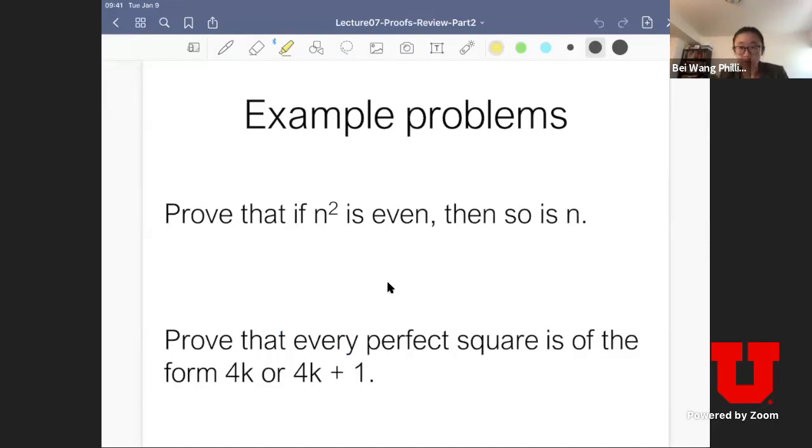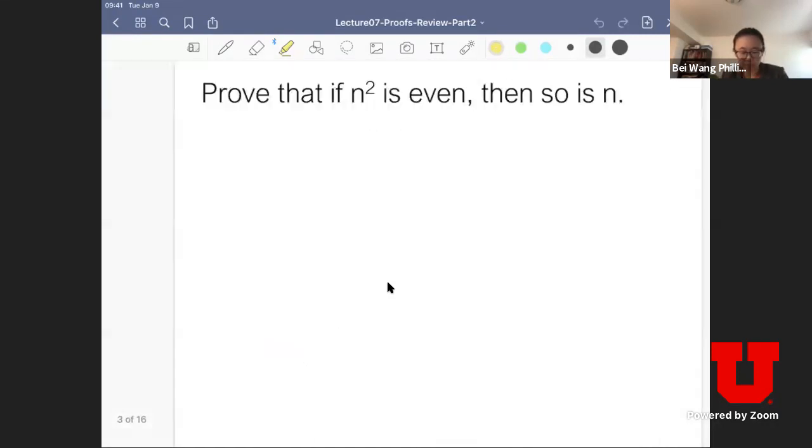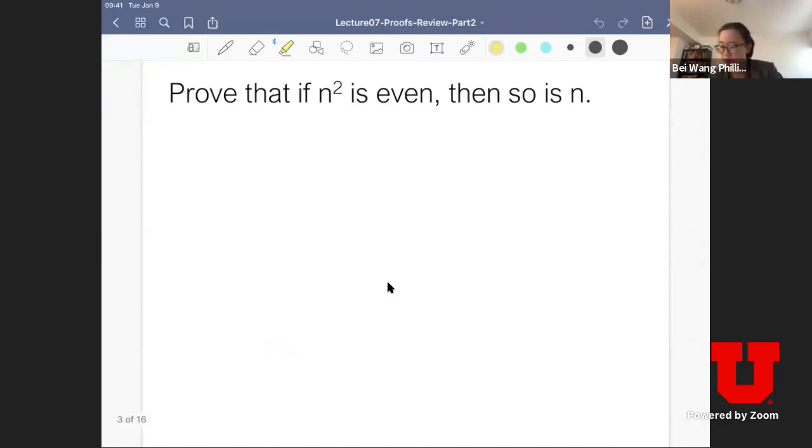Okay, I'm going to start solving the first one. You might have seen this before. What I'm going to do is a quick review, or in another way, a sketch of the proof techniques. And then the next page will have more proof details.